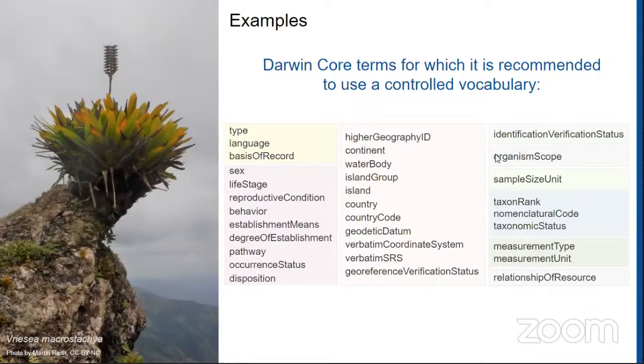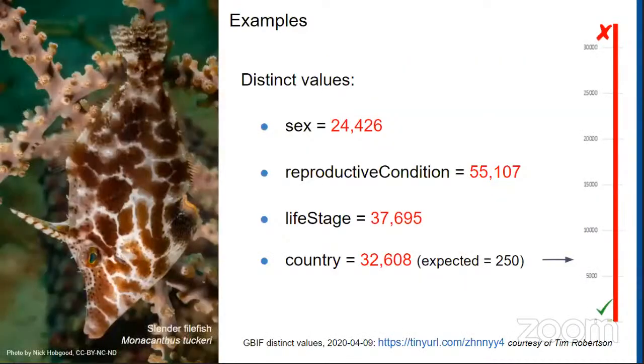So you see that there are several terms for which it would be best to use controlled vocabularies. Now let's explore what really happens in the data. In the data that is shared through the GBIF network, we see a lot of variations, and people not always comply with this recommendation. So let's take a look at what happens in some of these fields.